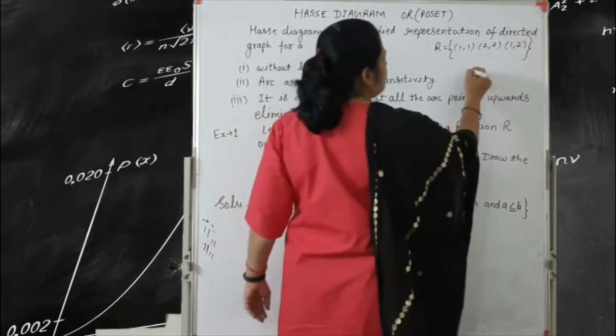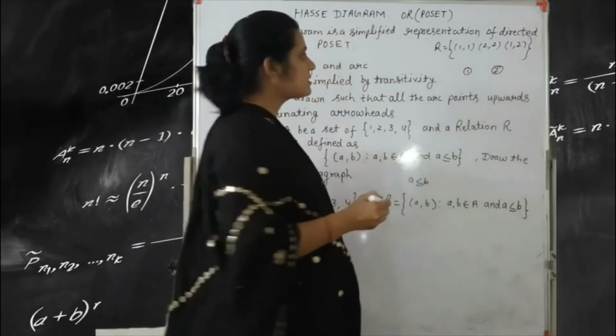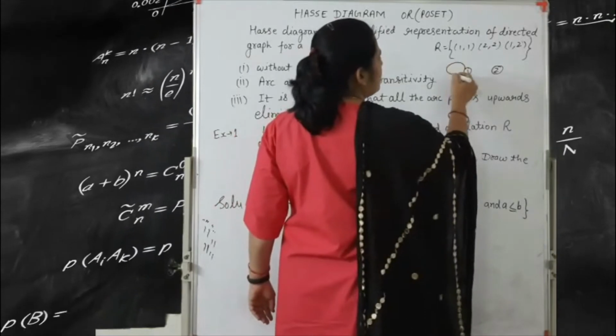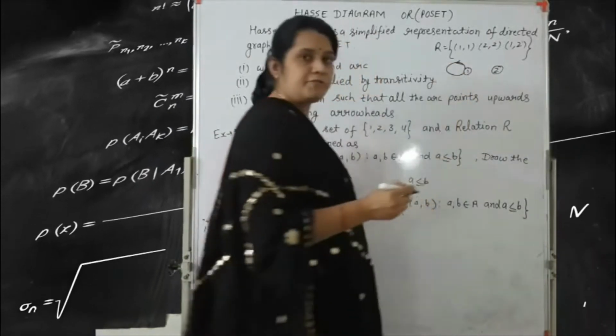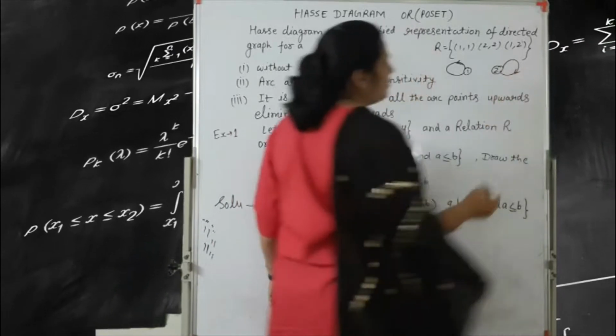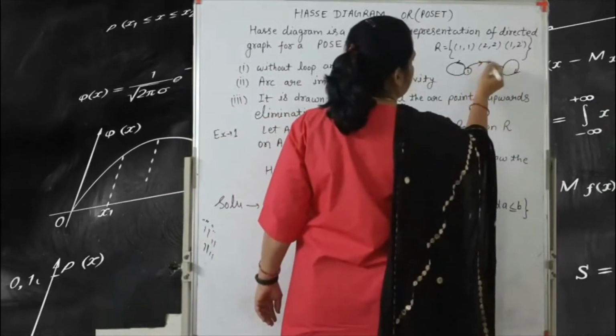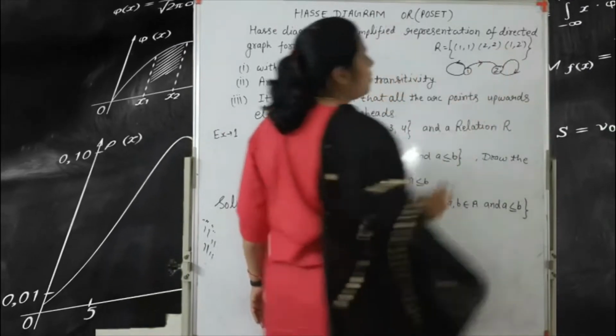So the diagram means what? Here we write vertices 1 and 2. So (1,1), that means what? This is a self loop. (2,2), that means what? This is a self loop. And (1,2), that means what? Here we draw the edge, and this is your (1,2).